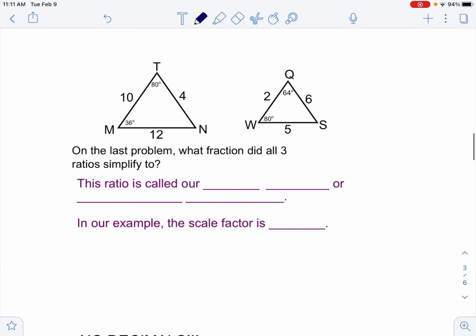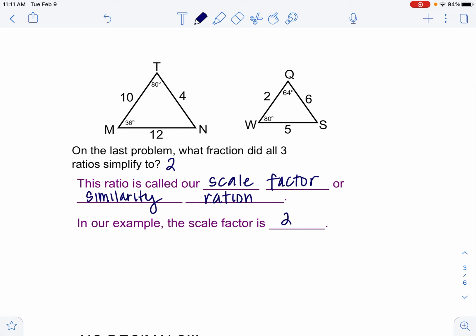Okay. Let's try another one. It says, on the last problem, what fraction do all three ratios simplify to? They all simplify to 2. This ratio is called our scale factor, or our similarity ratio. Now, if you call it a scale factor, hold on, let me write similarity ratio. If you call it a scale factor, you can just say it's 2.